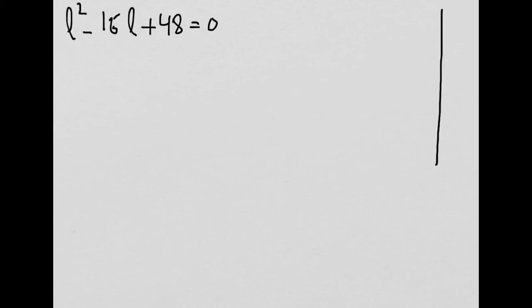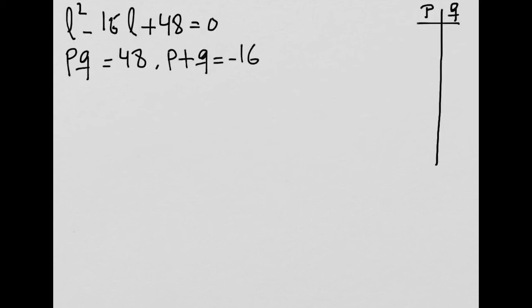It remains to solve this equation. So let's write that again. L squared minus 16L plus 48 equals 0. So let's go through the list of factors for 48. So we have P times Q equals 48, and P plus Q equals negative 16.